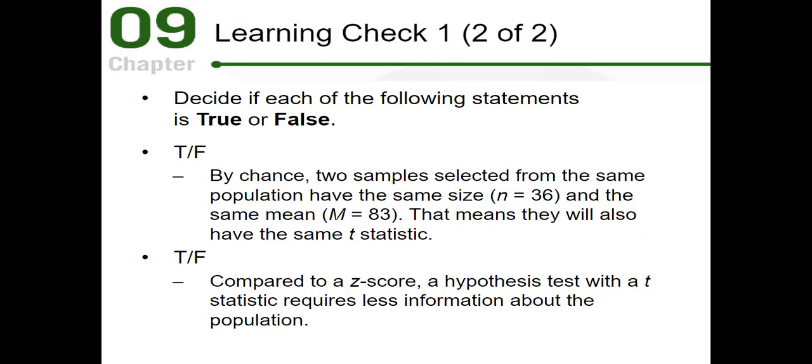By chance, 2 samples selected from the same population that have the same size, like 36 people, and the same mean, 83, that means they will also have the same t statistic. Think about that. And then compared to a z-score, a hypothesis test with a t-statistic requires less information about the population. So I'll give you a couple moments to think about both of those two ideas.